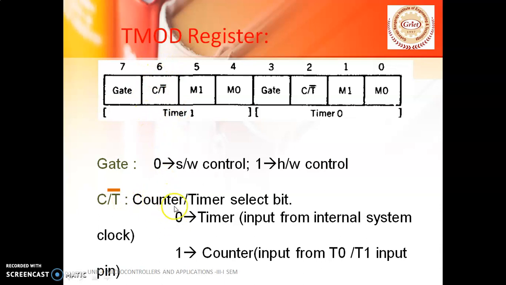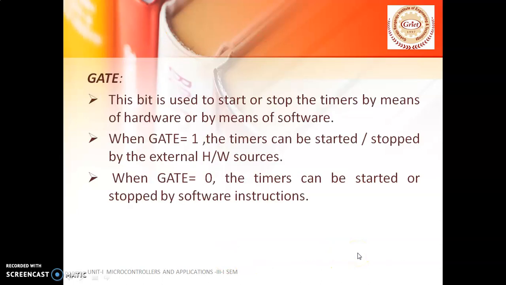So here we can use that particular register as a timer or a counter by programming this bit. If we program this bit to 0, we are using that peripheral as a timer. And in order to generate time delays, the timer has to get the input from the crystal oscillator. Whenever we are using this peripheral as a counter, in order to count the events, the counter has to get the input from the T0 and T1 pins respectively.